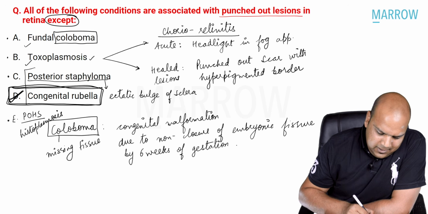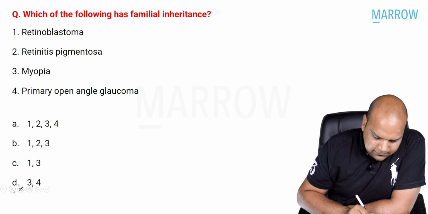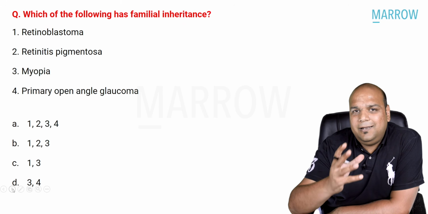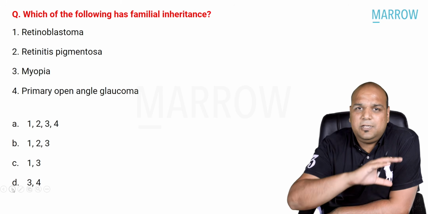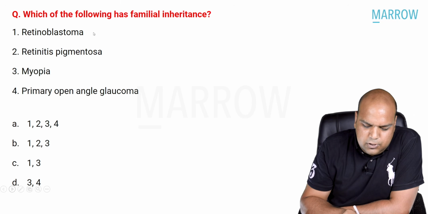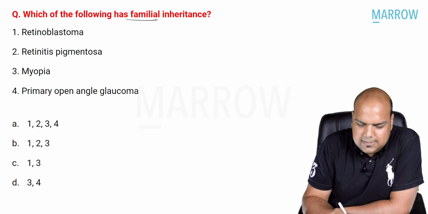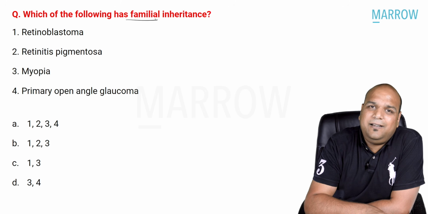All right. Moving on to the next question, everybody. The second question that was asked, again a multiple choice question, everybody, which used a lot of knowledge that we had. Which of the following has familial inheritance? So basically this is asking us hereditary cases.